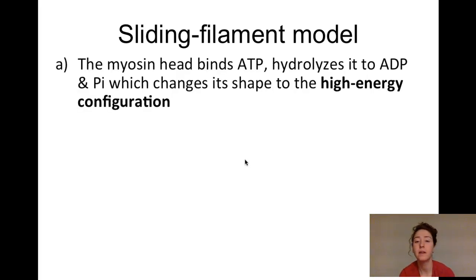The first step of sliding filament theory is that ATP needs to be available for the myosin heads to change position. So they're going to lean backwards in what's called the high energy configuration when ATP is hydrolyzed into ADP plus Pi, because that releases energy and allows those myosin heads to change positions.